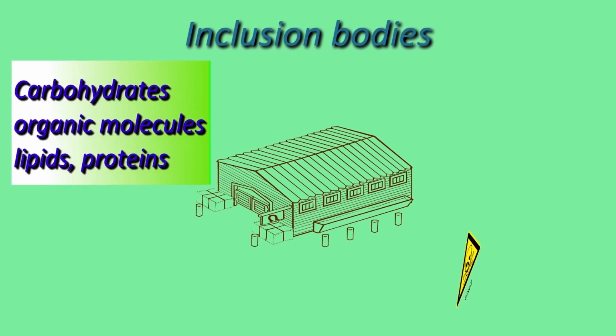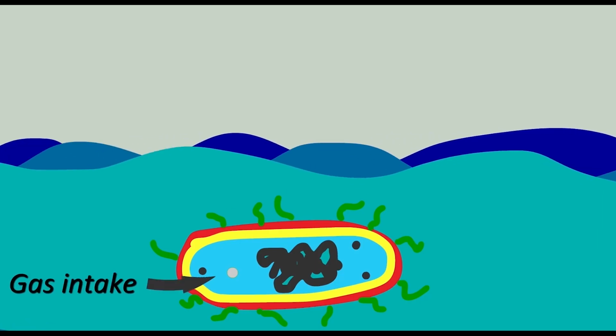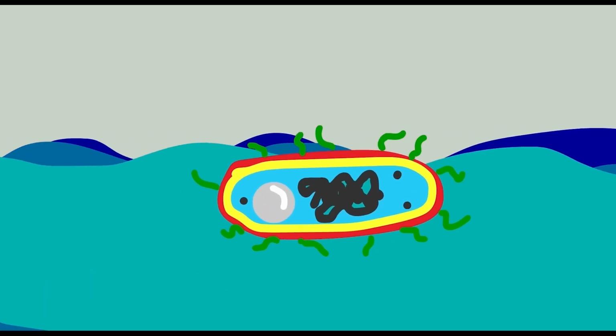Next organelle is the inclusion bodies. These are the storehouses of the cells. They store a variety of food substances, wastes, and other cellular metabolites. Sometimes they form gaseous vacuoles in order to float in water.